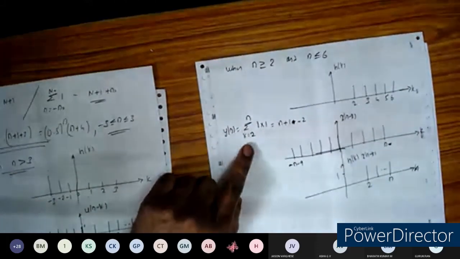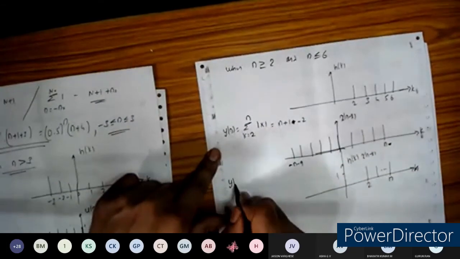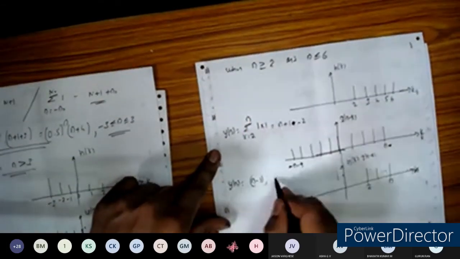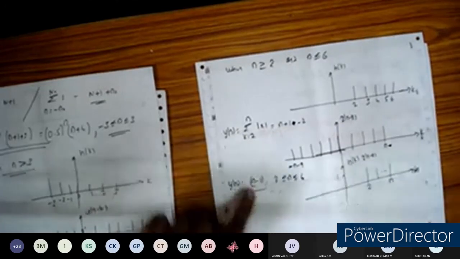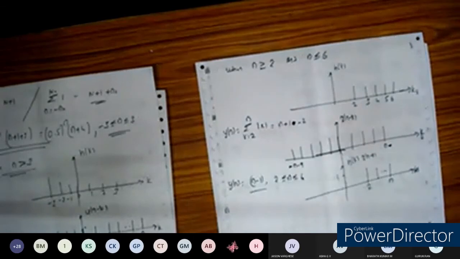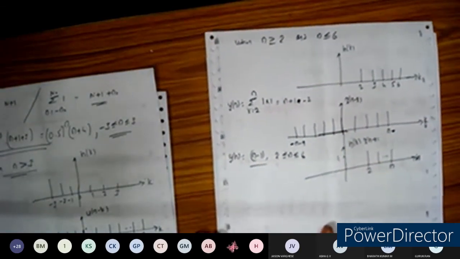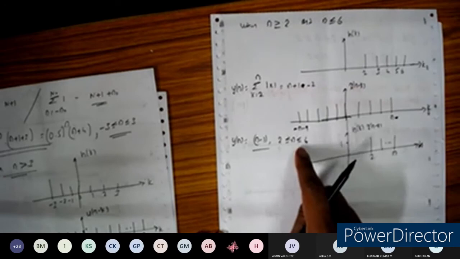You know the formula, right? N minus 2. So y of n will become n minus 1, for 2 is less than or equal to n is less than or equal to 6. So this is the value you'll get here, n minus 1 will get here. It's visible, right? So n minus 1, so 2 to 6 will get here.